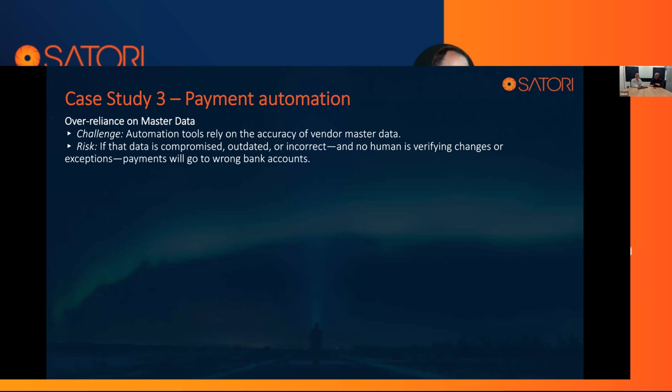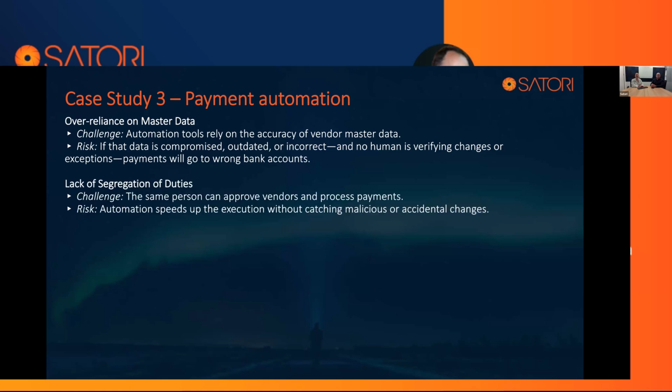So in automation, there is a high reliance on master data. The automation tools will work nicely only if you have your vendor master data in order. If this data is compromised, outdated, or incorrect in any way, and no one verifies it, you might have issues such as payments going to wrong bank accounts if this information wasn't updated or was compromised in some way in your master data.